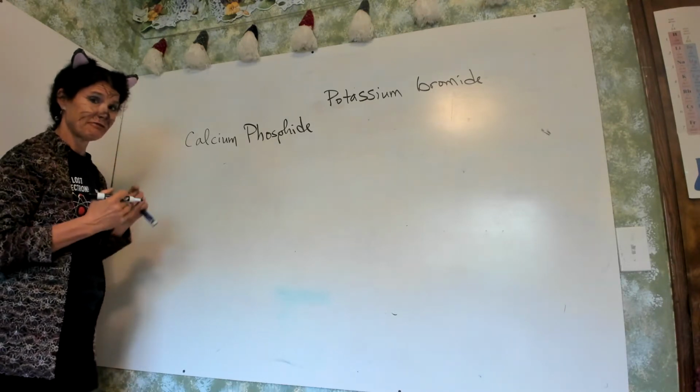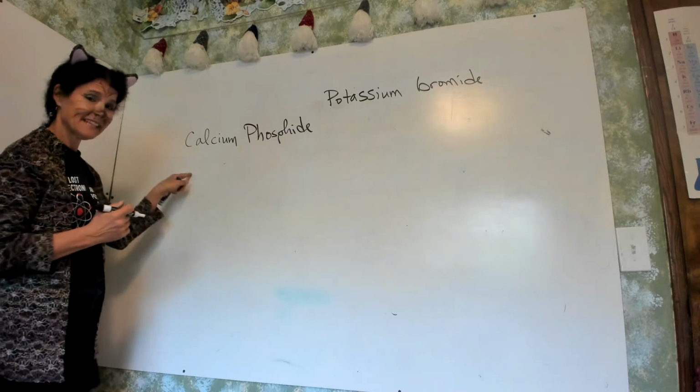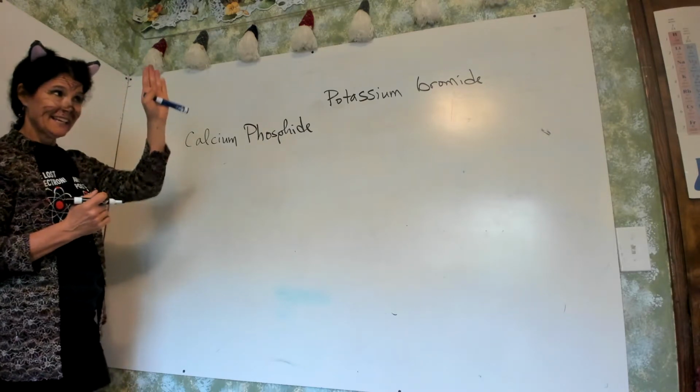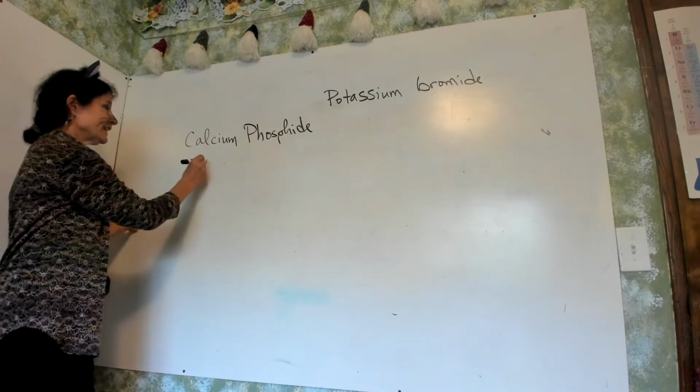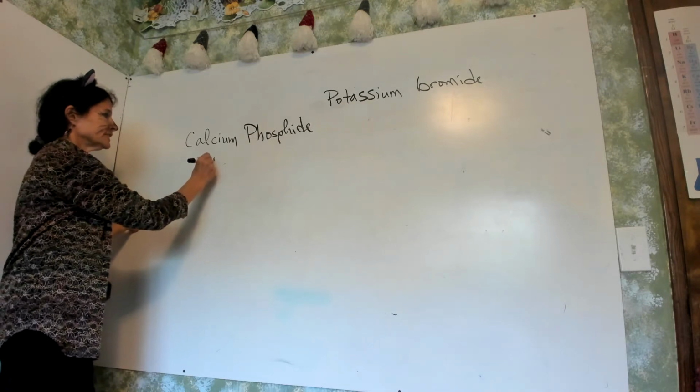Okay. First, we're going to write our ions. Calcium. It needs to give up 2. So it's going to be a +2.